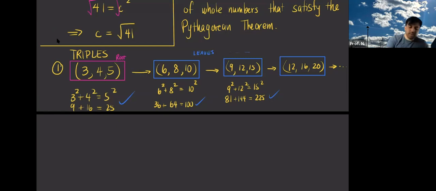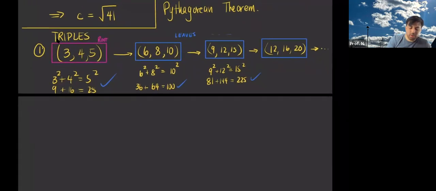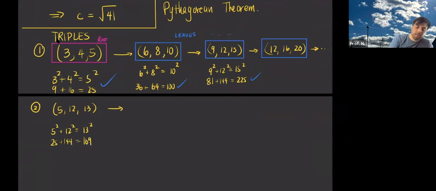I'll give you 2 more of these because there's actually a ton of them. These are not the only ones, though. We have other roots. So, for example, 5, 12, 13. This is another root. Why is that? 5 squared plus 12 squared, does that equal 13 squared? Well, 25 plus 144, doesn't that equal 169? Check. So I have another root.